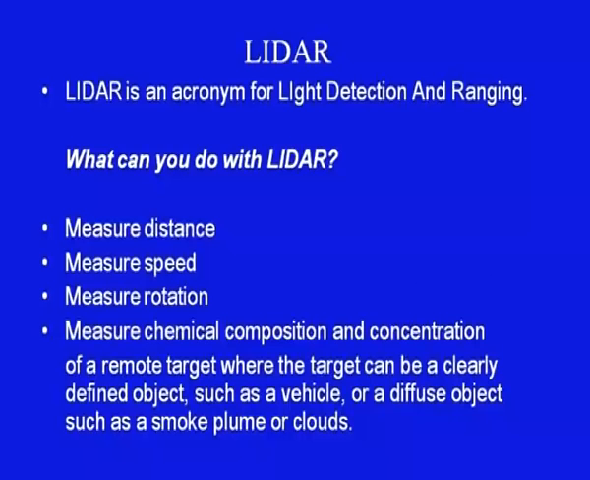Now we come to the next type of data collection, which is LIDAR. LIDAR is an acronym for light detection and ranging. Well, what can you do with a LIDAR? You can measure distance, speed, rotation, and chemical composition and concentrations of a remote target, where the target can be an easily defined object such as a vehicle or a diffuse object such as a smoke plume or clouds.